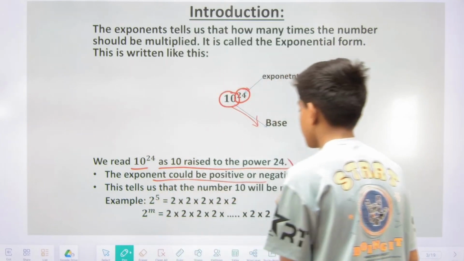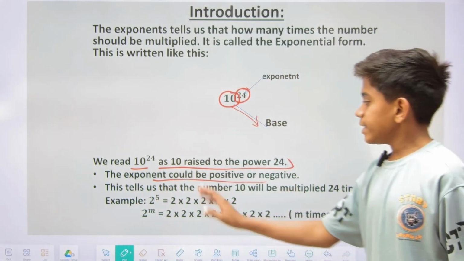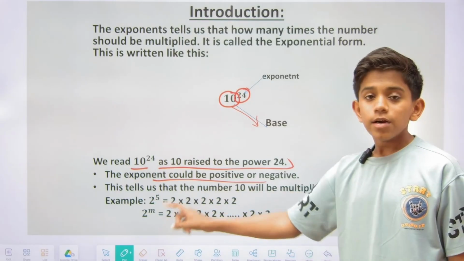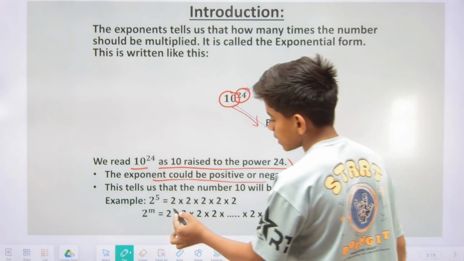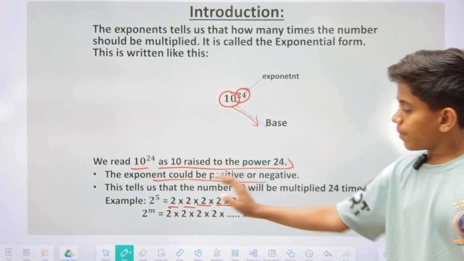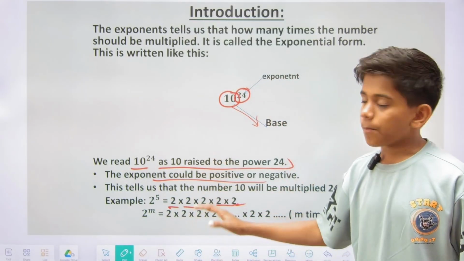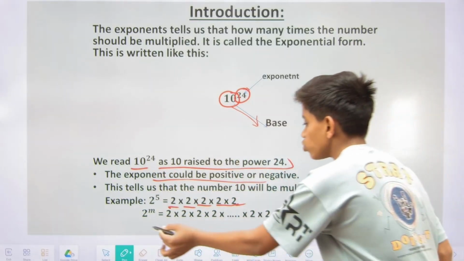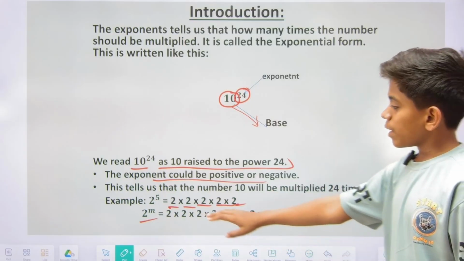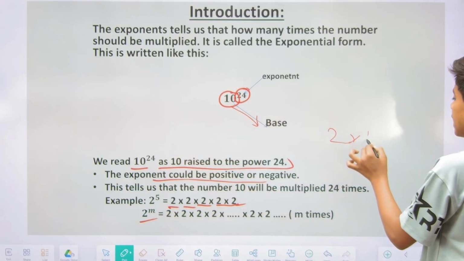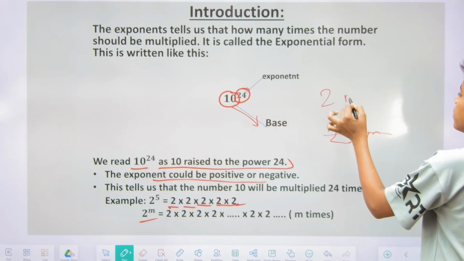The exponent could be positive or negative. This tells us that the number 10 will be multiplied 24 times. Example, 2 to the power 5 means 2 is multiplied 5 times: 1, 2, 3, 4, 5. Its meaning is the same, but instead of this form, we are writing in this form to make it shorter and simpler. 2 to the power m means 2 multiplied m times. It is not 2 into m, it's 2 multiplied m times.